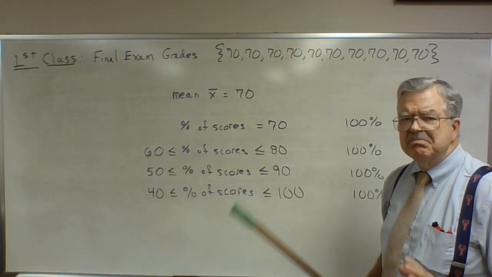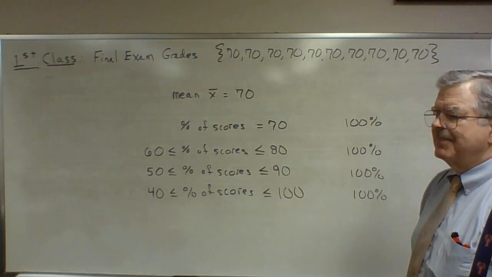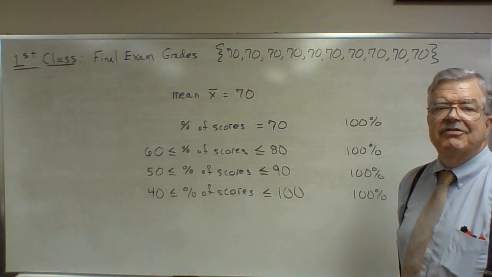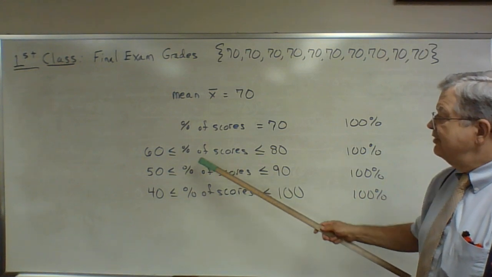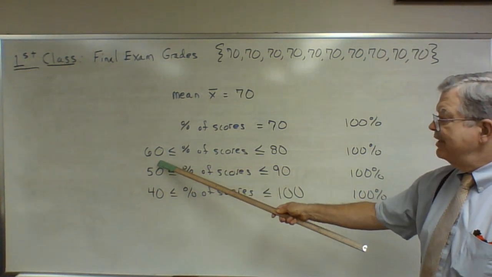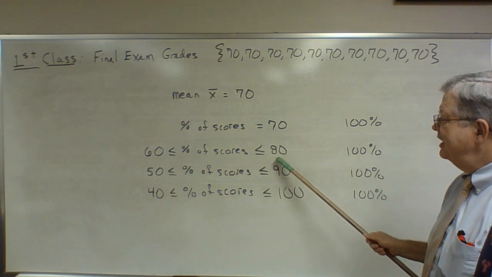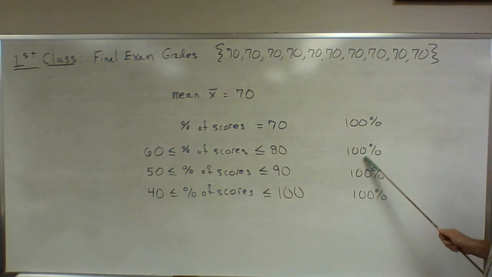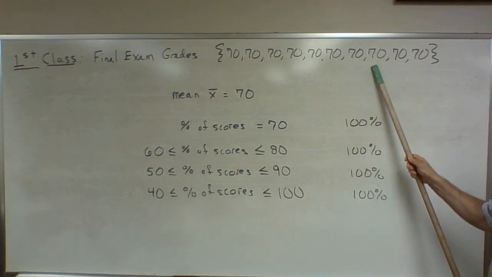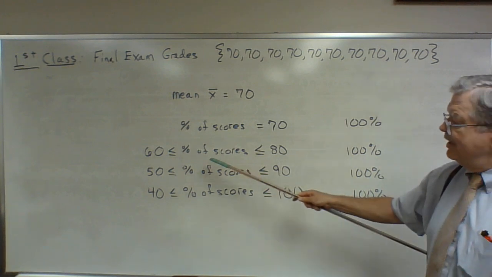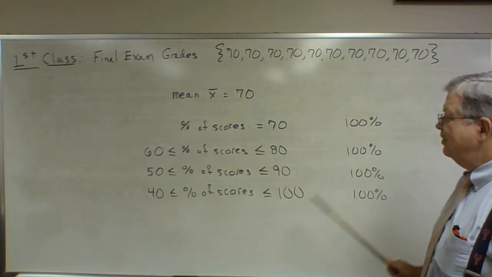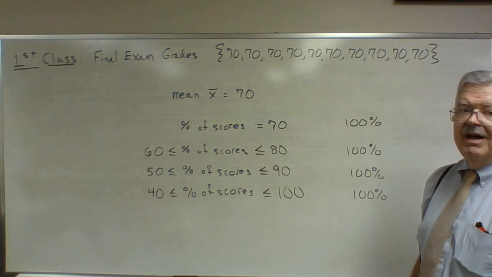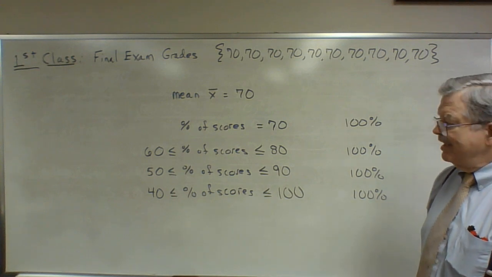But let's just consider the ranges that the test scores could have fallen into. For example, percentage of test scores that are greater than or equal to 60 and less than or equal to 80. Well, in this case, it's still 100%. All of the test scores, all 10 of them equal 70. And all 10 of the test scores fell between 60 and 80. 100% of the class scored between 60 and 80. That's still unusual.